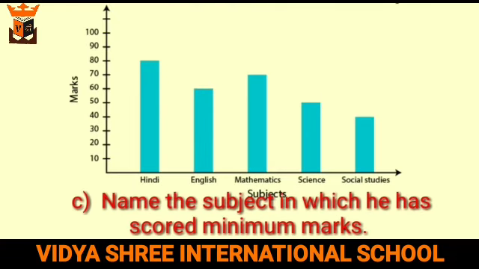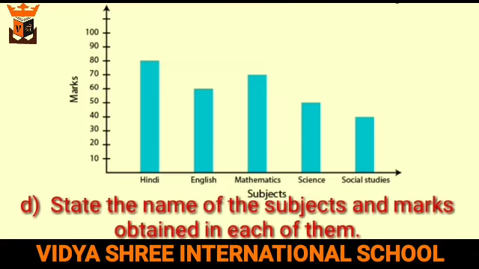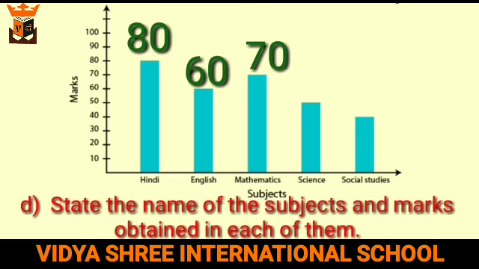C part: name the subject in which he has scored the minimum marks. So you can see in social studies, Aziz scored the minimum marks. Now coming to the last part: state the names of the subjects and marks obtained in each of them. So from the bar graph you can see in Hindi he scored 80 marks, in English he scored 60 marks, in mathematics he scored 70 marks, in science he scored 50 marks and in social studies he scored 40 marks.